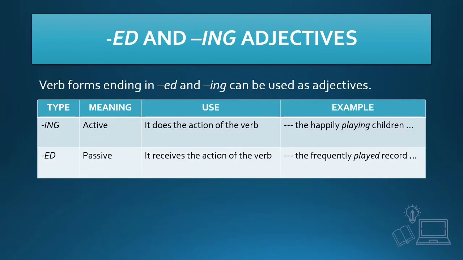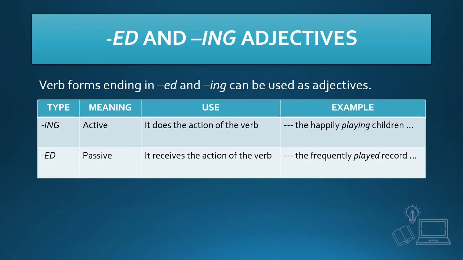Untuk kata yang berakhiran ing bermakna aktif, artinya yang melakukan pekerjaan. Seperti contoh, the happily playing children, artinya anak-anak yang bermain dengan riang. Sedangkan kata yang berakhiran ed bermakna pasif, yaitu yang dikenai pekerjaan. Contohnya, the frequently played record, artinya rekaman yang sering diputar.